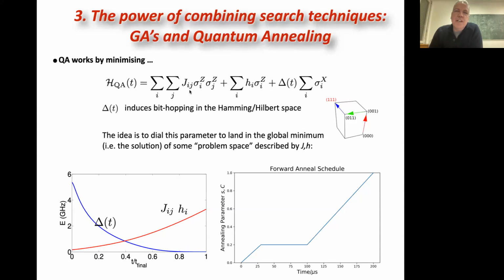The first couplings are called J, and the second couplings are called H. And then there is the transverse field term, which I'm calling delta, which is a sigma in the X direction, so a transverse spin. By turning on this term, you introduce hopping. The idea is that you dial down the transverse field as time goes on, and you dial up the couplings. You end up in the minimum of the sigma Z Hamiltonian, and that's where you put your problem. So you encode your problem in the sigma Z Hamiltonian.